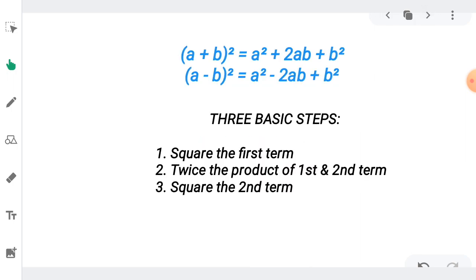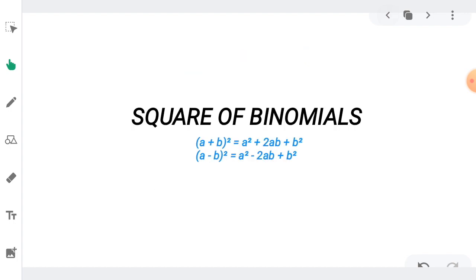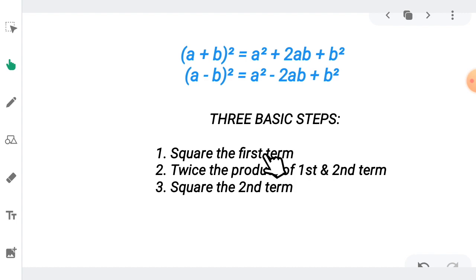We need to follow three basic steps in squaring binomials. First, square the first term, so a squared is equal to a squared. Then, in getting the middle term, we need to take twice the product of the first and the second term. So a times b is ab, times 2 yields positive 2ab. The last step is to square the second term, which is b squared. It is the same for the negative part.